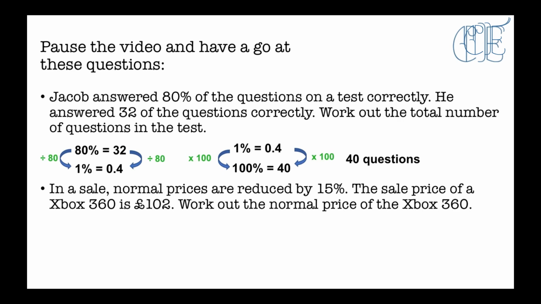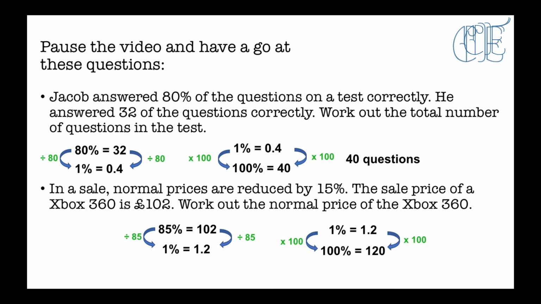In a sale, normal prices are reduced by 15%. The sale price of an Xbox 360 is £102. Work out the normal price of the Xbox 360. Okay, so I know that the sale price is £102, which means 85% of it is 102. So if I divide by 85 to give me 1%, that's 1.2. So now I can just times by 100, which is £120.